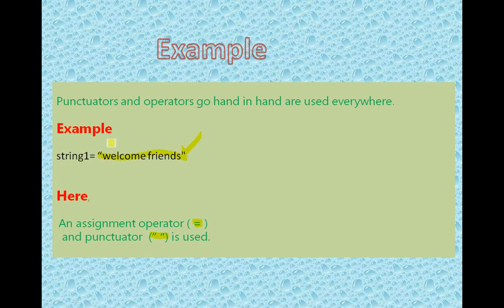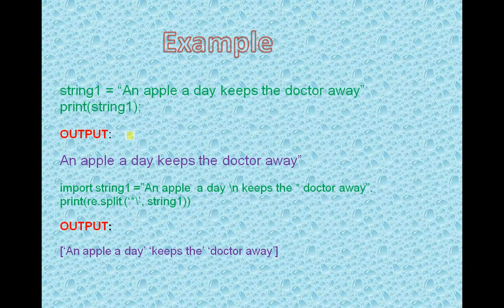Another example is that I have taken a string in which I have written "an apple a day keeps the doctor away". If I print string1, the output will be "an apple a day keeps the doctor away". In the second case, I have tried to break the string into a list. I have imported re and written string1 in which I wrote "an apple a day keeps the doctor away". Before keeps, I have written \n, and before doctor I have put an asterisk, and then I have written print(re.split('\*|\n', string1)).